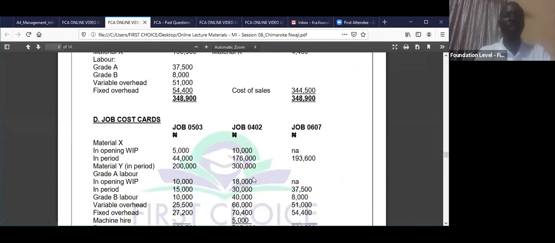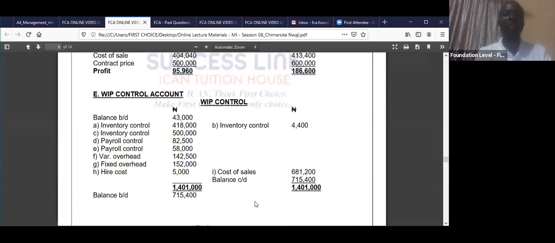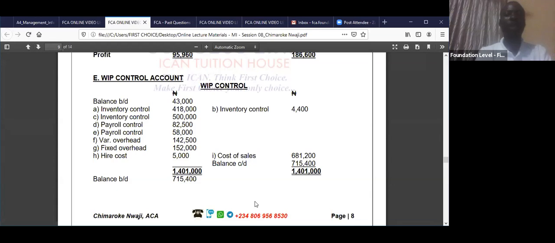Then we saw the cost card. The one that was not completed was just ending at factory cost here. Even though we had the contract price for it, since it has not gotten to cost of sales, we will not know whether we made a profit. But in these ones that were completed, we can see that there was profit. Then we had the work in progress control account. We saw that the work in progress control account had the balance carried forward from last month. Look at the inventory for all of them, inventory control.